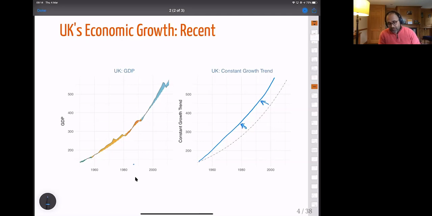So UK's constant growth trend is around 1.8% per annum. The US is about 2.5% per annum. So the US has been going much faster over this period of time than the UK has.